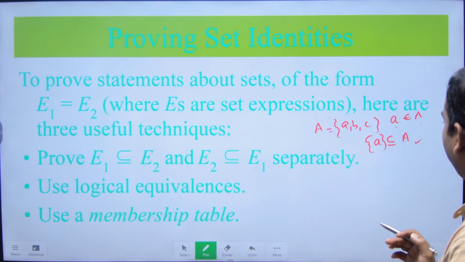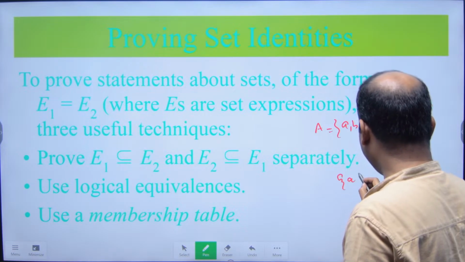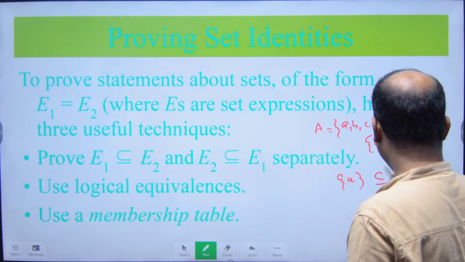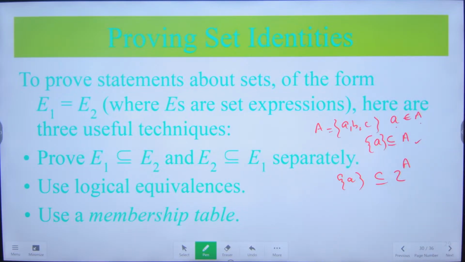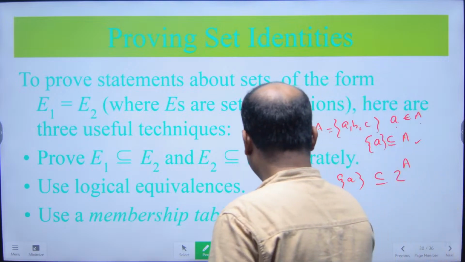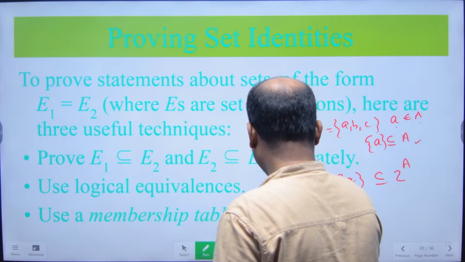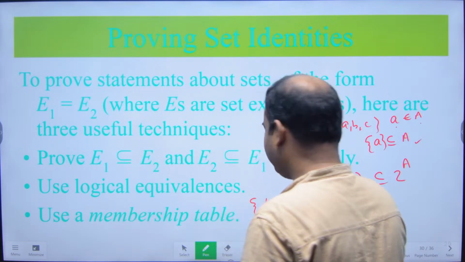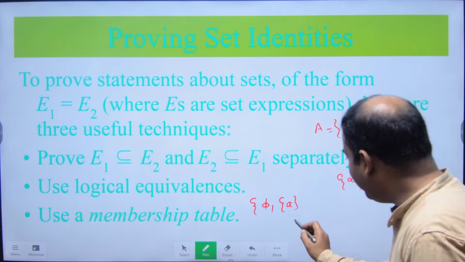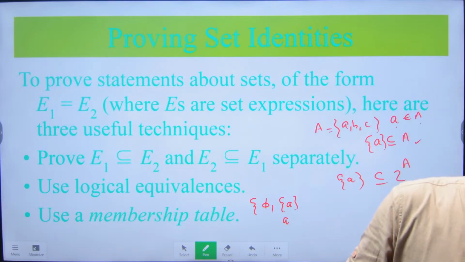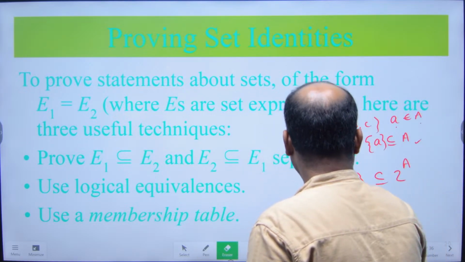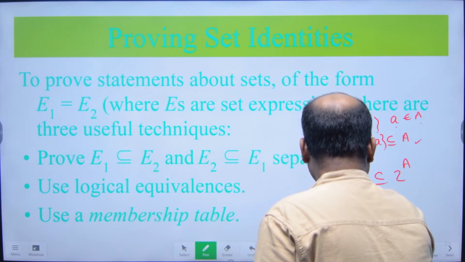Is it clear? What if I say A is a subset of this? Is it correct? Again, what is the power set of A? It has that many elements, but what are those? It is a set containing these. It means phi is an element, A is also an element, but is A an element of the power set of A? Yes, can we write this? A is an element of the power set of A.